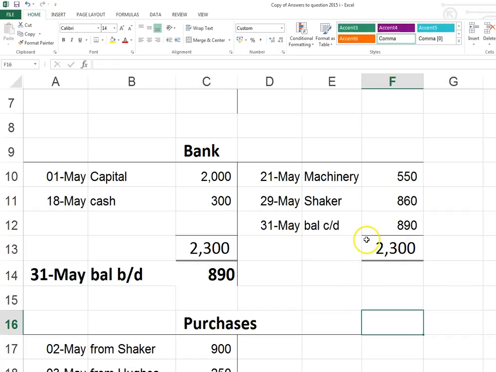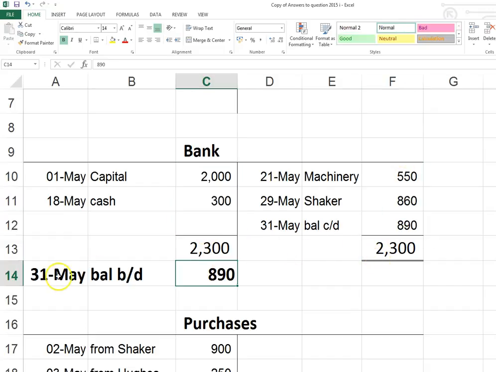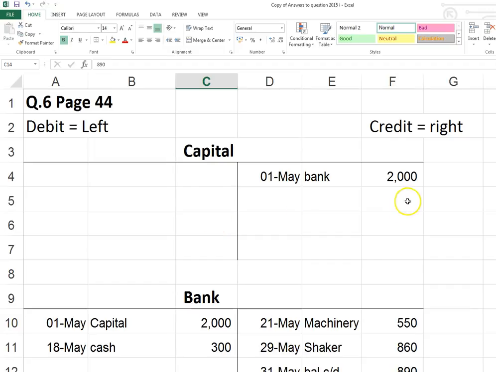But the most important thing, and that's a balanced account now because both sides add up to 2,300. There's a total box in it, and most importantly, the balance brought down here is 890 on the debit side, which means there's 890 on the left hand side of the bank. And next month, when you start off on the 1st of June, you'll be starting off with a bank account, and you'll say 1st of June, balance brought forward 890 on the debit side, and you won't need to have all the old data.